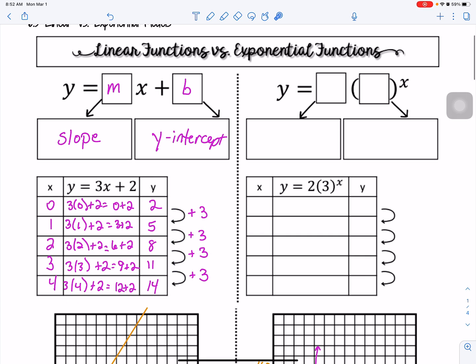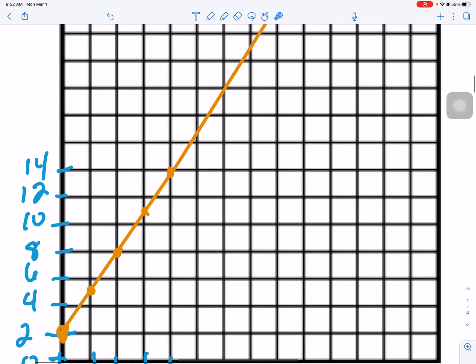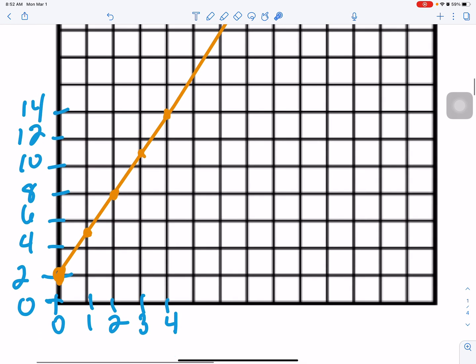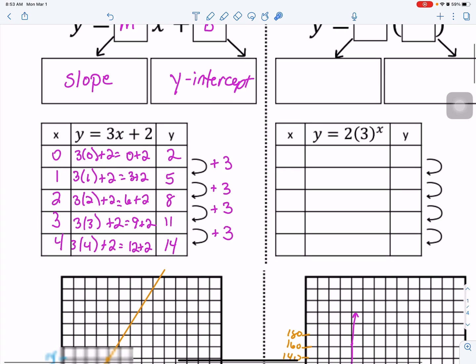And then when we look at the graph on that, that graph is going to be a straight line. So if I just graph those data points, whatever I had in the table, I can clearly see it's a straight line. So that's linear. That's all stuff that we've been doing.